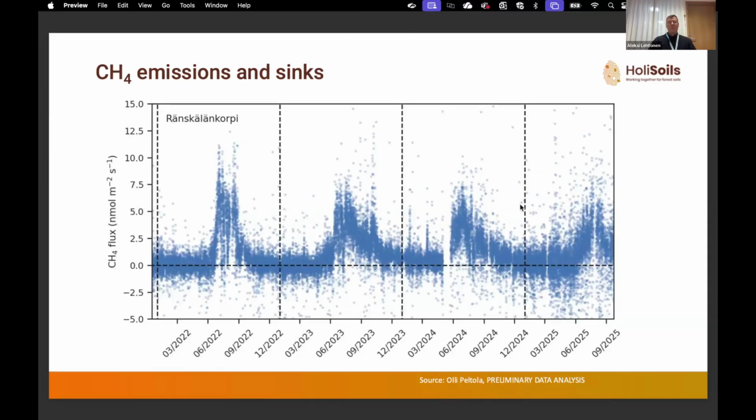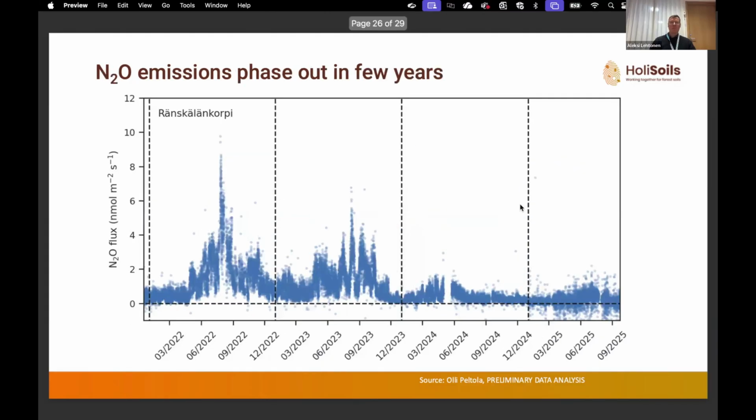For the methane, you can see a development like that. So we do have some emissions, but also some uptake. And then there's some noise, of course, with the instrumentation. These are still to be analyzed. The Tikkasalo paper is analyzing these for 22, but the other years are still not thoroughly analyzed, and these are preliminary results from Olli Peltola.